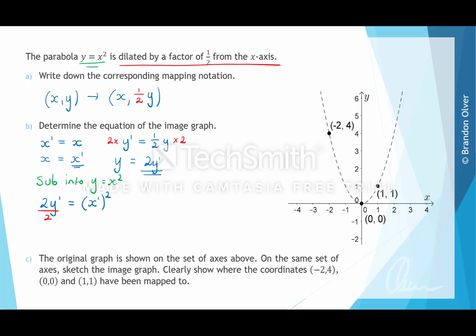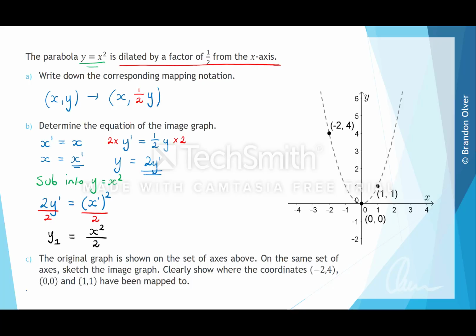And then if I divide both sides of this equation by 2, we'll solve for y, which is the convention for when we express an equation. And we can say that y1, the new graph or the image graph, is equal to x squared on 2. And at this stage, we can leave the dashes out of our equation.